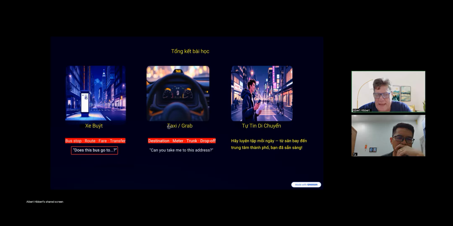When you are taking a taxi, the taxi driver will pick you up at the pickup point. He will drop you off at the destination at the drop-off point. The taxi will have a meter. The taxi will have a trunk or a boot. Then you can ask the driver of the taxi, "Can you take me to this address?" And then you give him the address where you want to go.